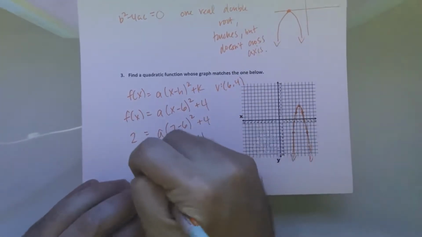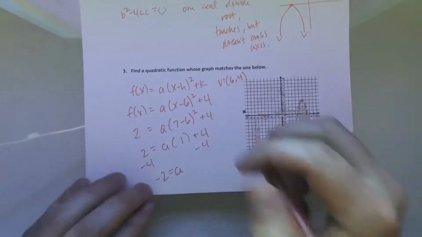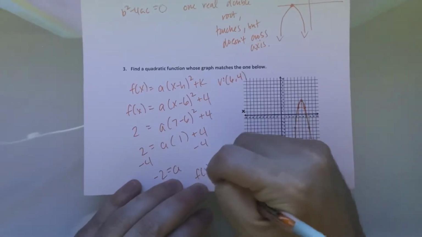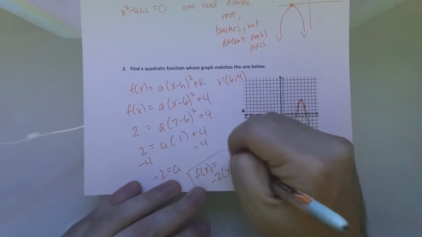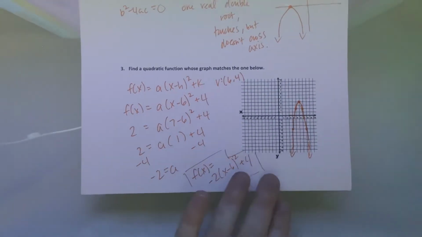Subtract 4. A times 1 is just a, so negative 2 equals a. So put that back in the function. f of x really equals negative 2 times (x minus 6) squared plus 4. So this is not too bad. If you can see the vertex, it's not that hard to find the function. You just need to plug in one non-vertex point to find the a and complete it.